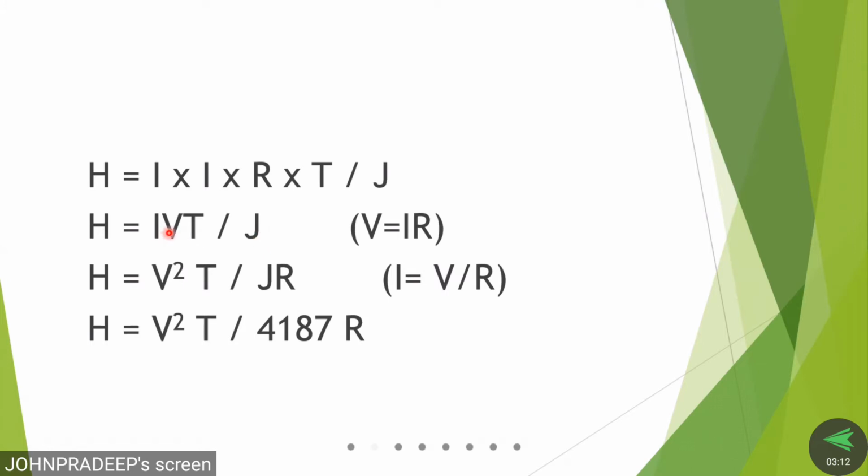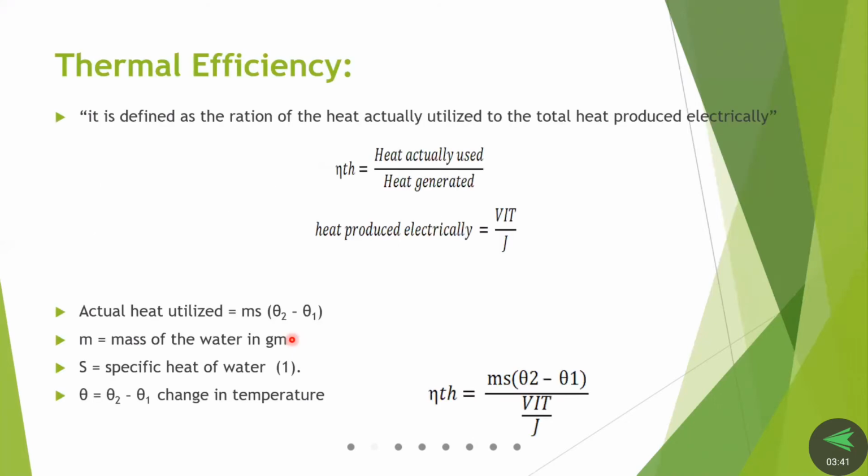Already V is present. Instead of I we write V by R. So V into V, V square T by J, and R comes in the denominator. So that is another equation: H is equal to V square T by JR. Or directly we can substitute the value of J, which we already know, 4187. That is a constant value.